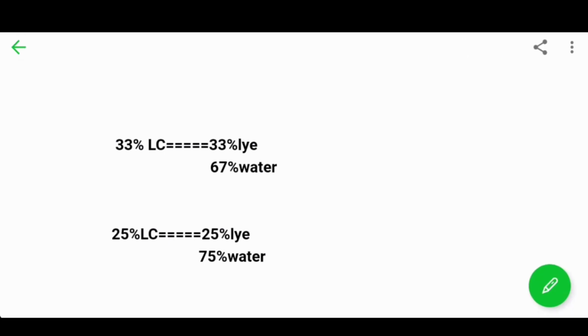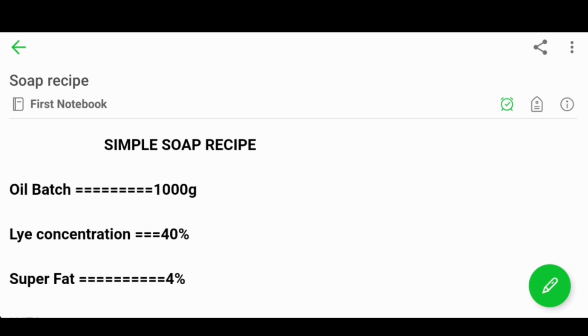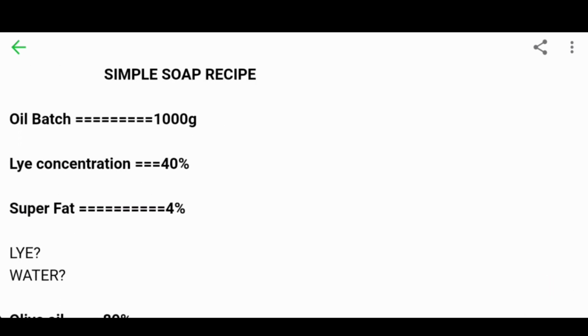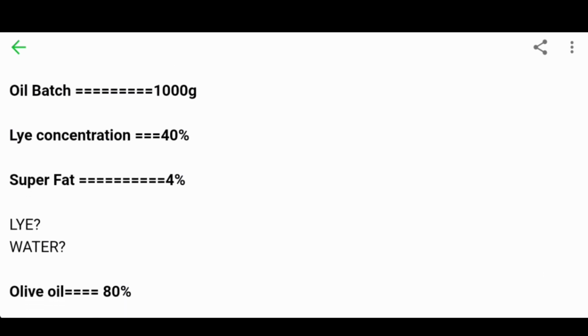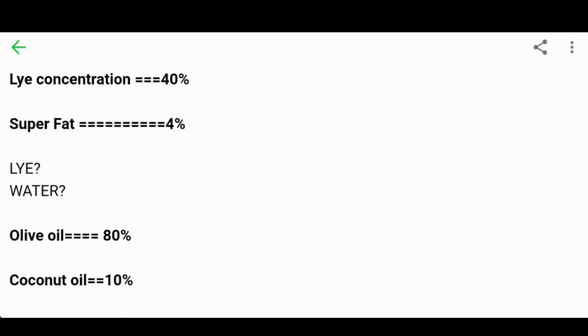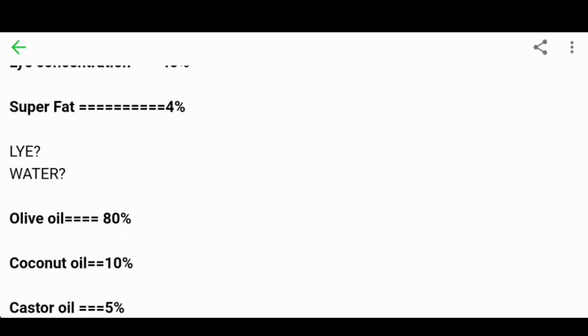So let's go back to the initial note. In this recipe, I chose lye concentration to be at 40%. The third on the list is the super fat. Super fat is at 4%.